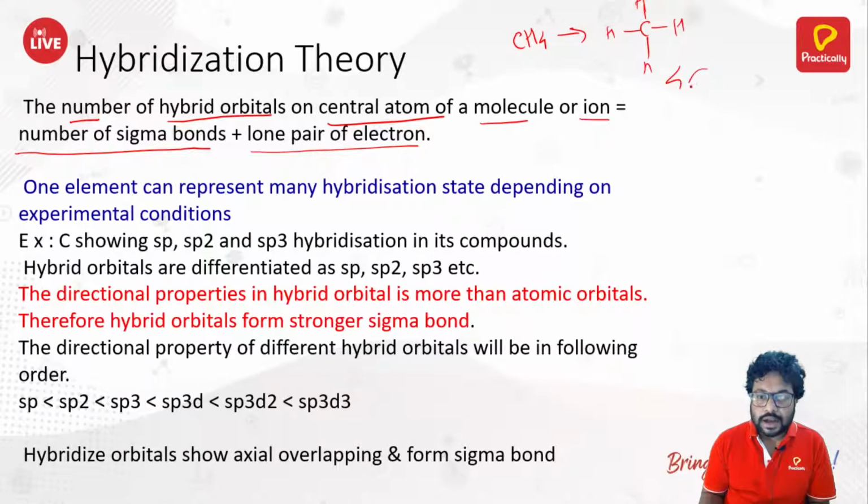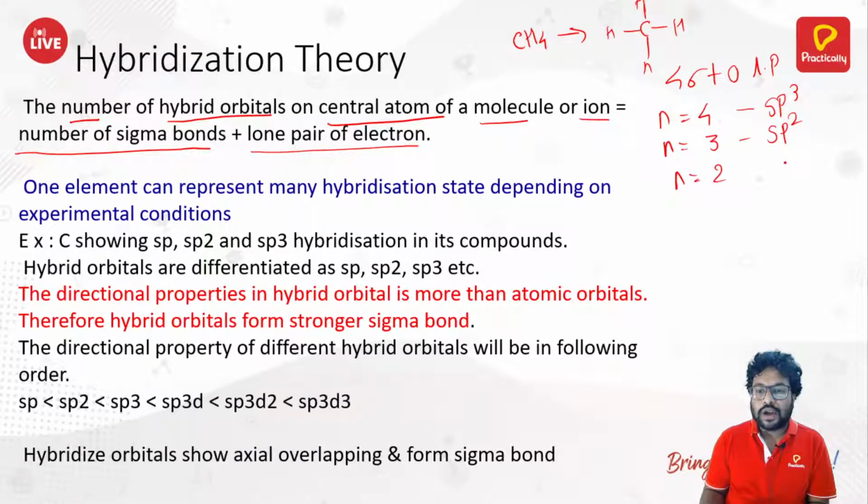There are 4 sigma, and how many lone pairs are there? 0 lone pair. So which makes your N equal to 4. So if the N is 4, hybridization has to be sp3. If your N is 3, hybridization is sp2. If your N is 2, hybridization has to be sp.